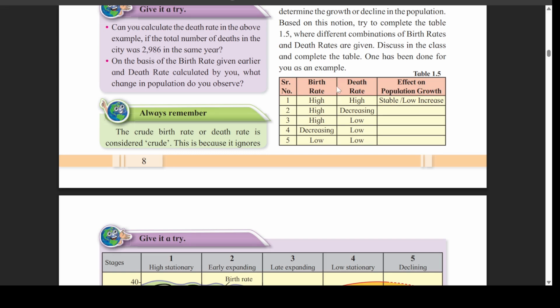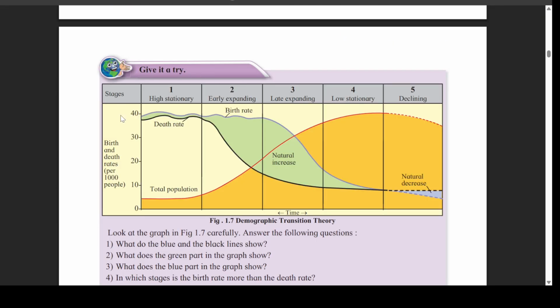If birth rate is high and death rate is high, stable and low increase in population. If birth rate is high and death rate is decreasing, what happens? Maybe population increasing. Birth rate high, death rate low. Birth rate decreasing, death rate also low. Birth rate low, death rate low. You have to complete this table on your own. Give it a try. Stages, birth and death rate per 1000 people: high stationary, early expanding, late expanding, low stationary, decline.